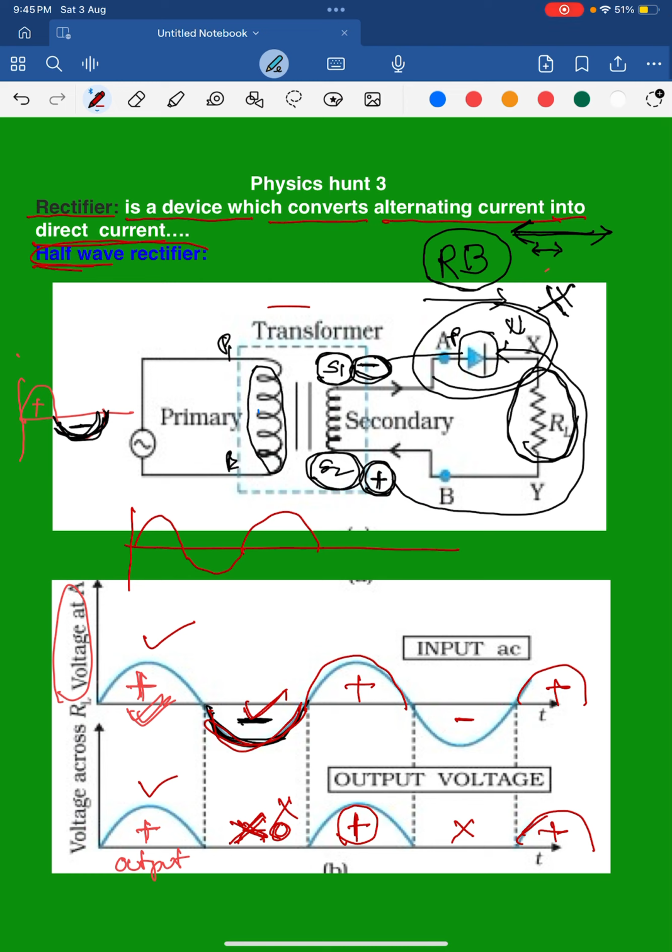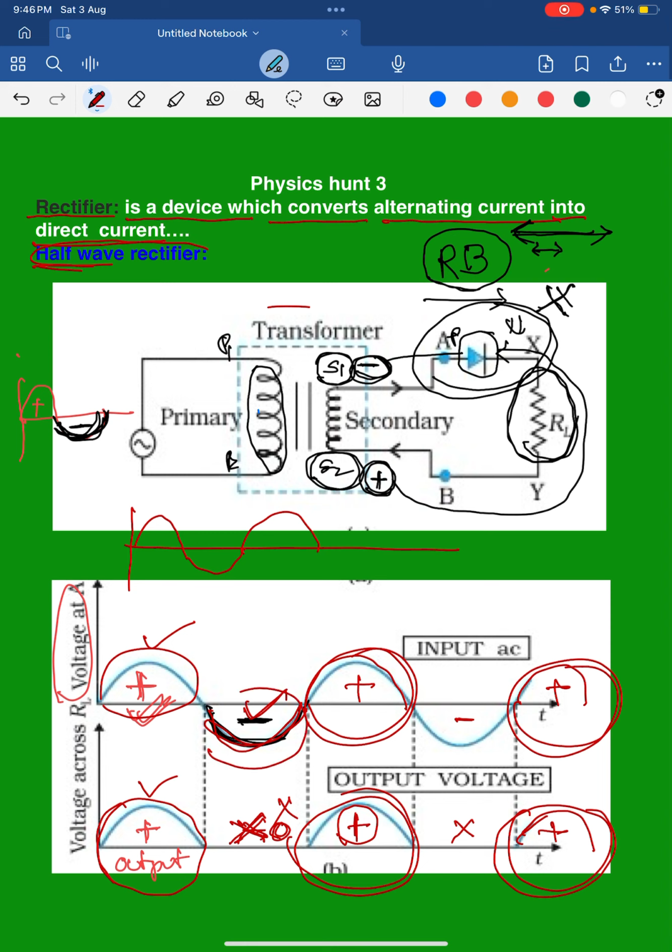What I'm going to tell here is that whatever output we are getting is always for the positive half cycles of input. For the negative half cycles of input, we are not getting any output here. There is no output here, there is no output here. That is the reason the process is called a half wave rectifier.